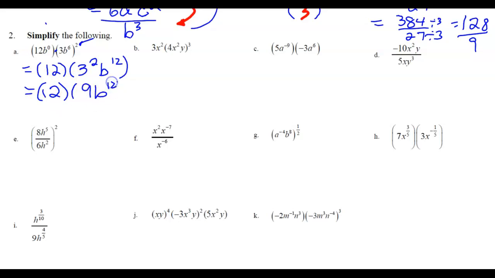And then final answer there is 108b to the 12. So you multiply the coefficients together.